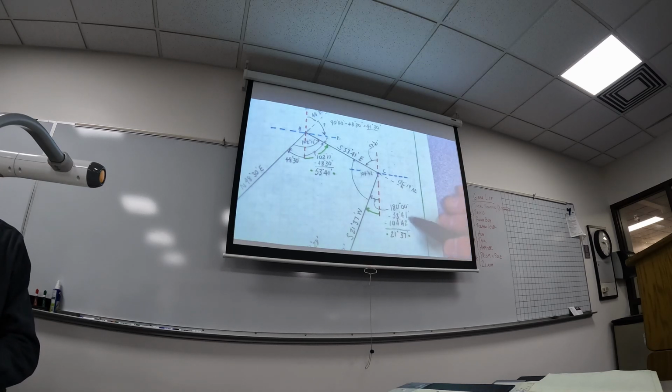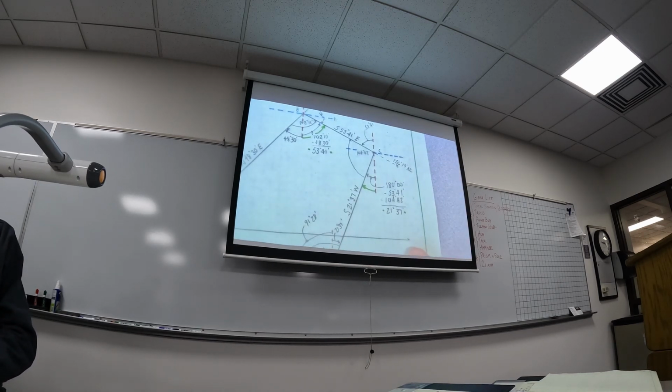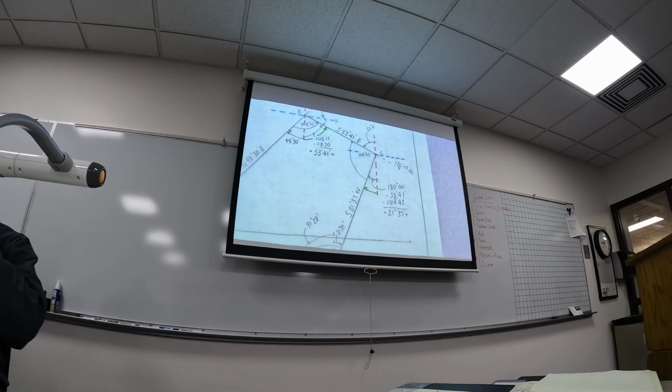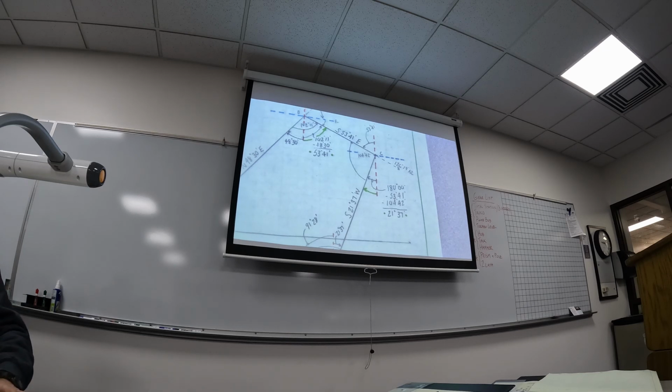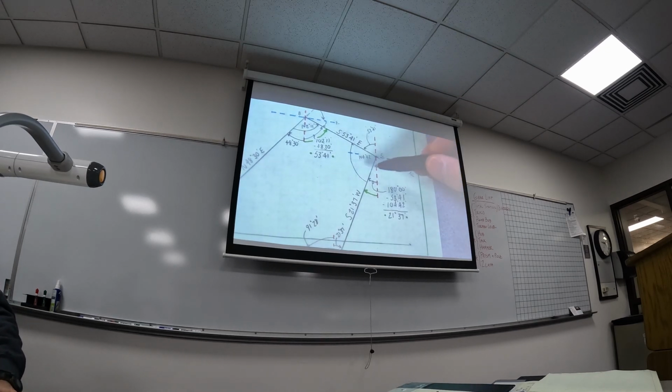So that's all we did. 180 degrees, take away the 53°41', take away the 104°42', the resultant is 21 degrees, 37 minutes. So that's that little interior angle. Bang, we got it. So that becomes our 21°37'. Again, this is methodology based right now. It's just understanding that we look at what's given, those interior angles, and what we have calculated, and then do some subtraction to find what we're missing. All right, you get the gist?